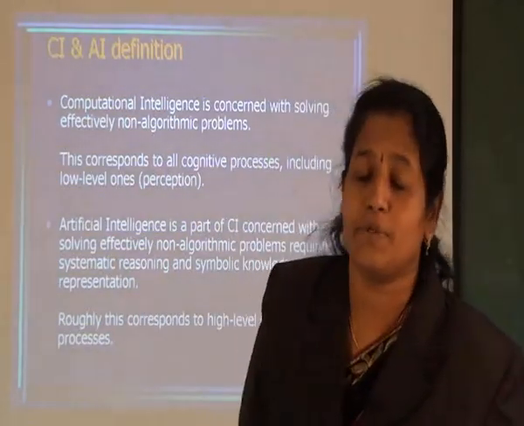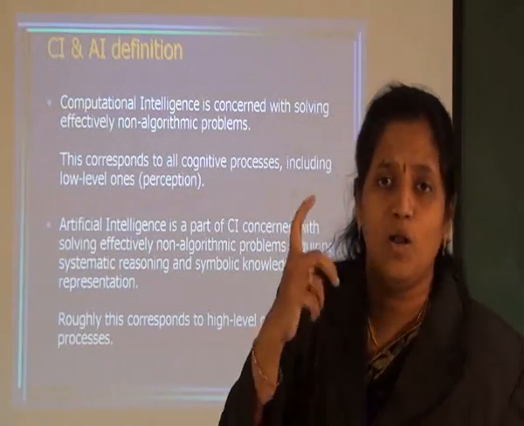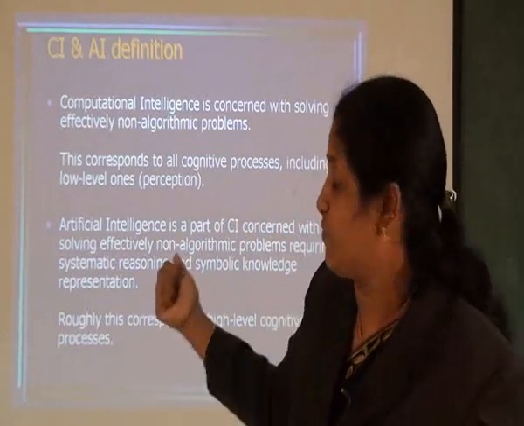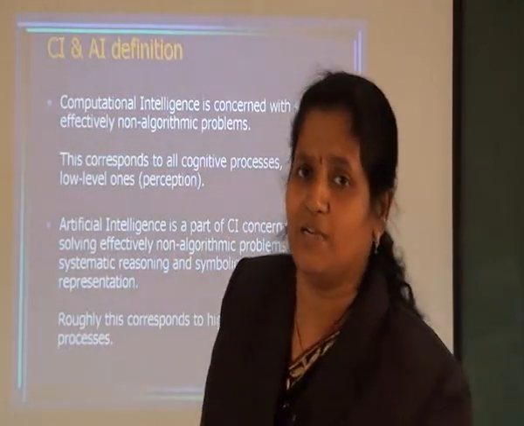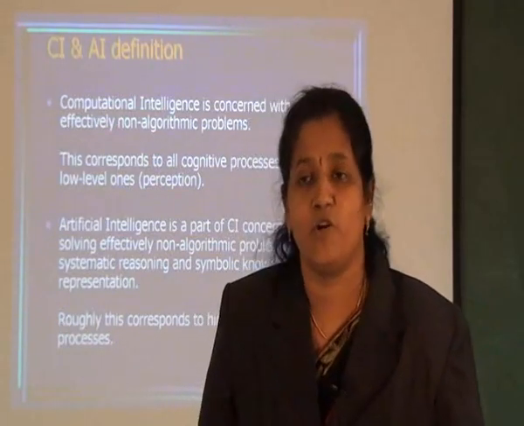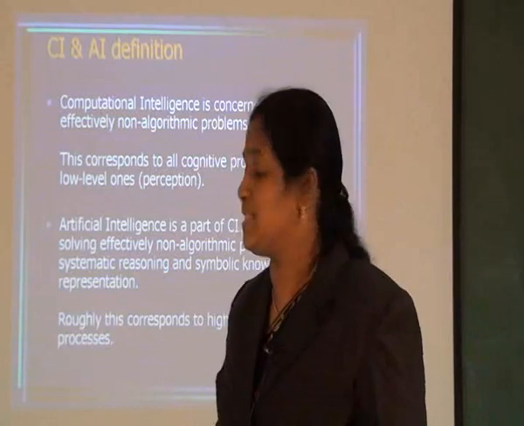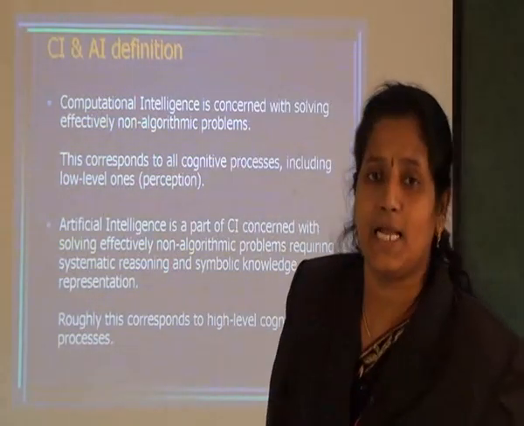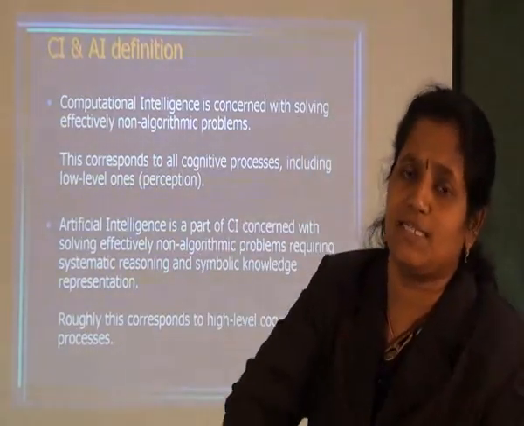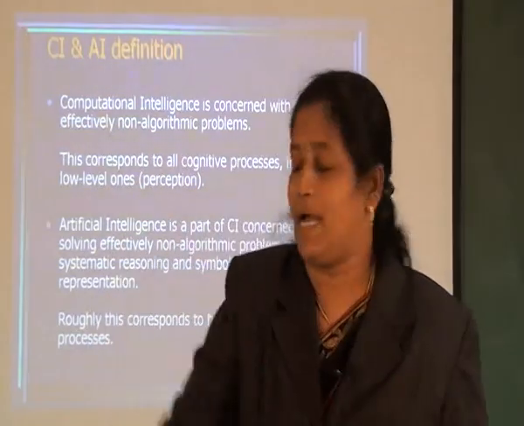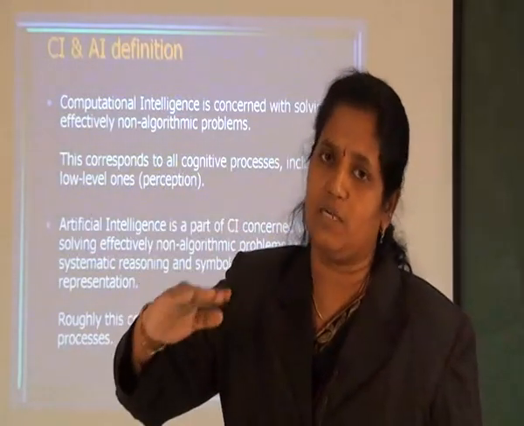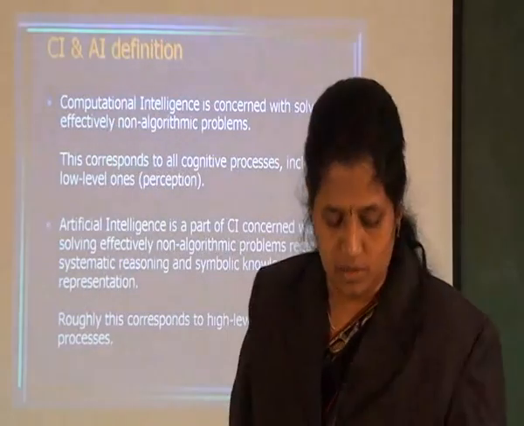So computational intelligence mainly corresponds to all cognitive processes, like perception and observation. It works at the perception level. Whereas artificial intelligence is also part of computational intelligence, and it also solves non-algorithmic problems, but the mode of operation is different. Artificial intelligence requires systematic reasoning and symbolic knowledge representation. Roughly, this is somewhat higher level. This computational intelligence is at the lower level. Roughly, this corresponds to high level cognitive process. So CI is a low level cognitive process, and AI is a high level cognitive process.